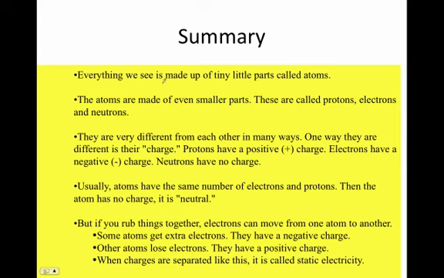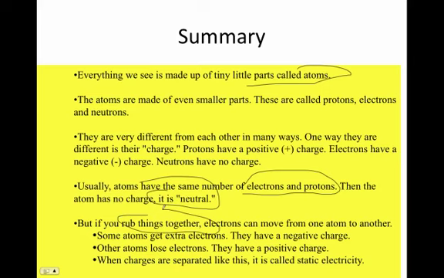So just as a review, everything we see is made up of tiny particles called atoms. Atoms have protons, electrons, neutrons. They're very different from each other. Usually atoms have the same number of electrons and protons, and we say they're neutral. However, if you rub things together, electrons could move or transfer from one atom to another. And if they have extra electrons, they become overall negative. If they've lost their electrons, they can be positive.